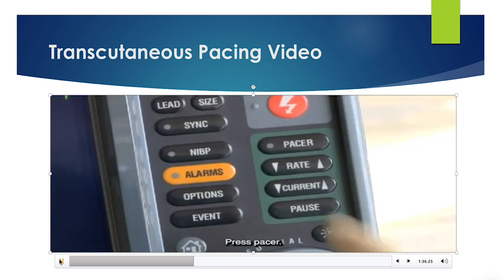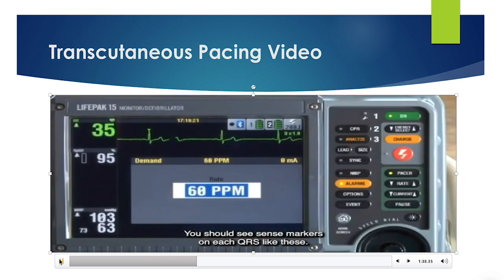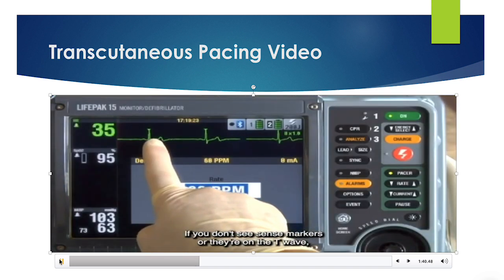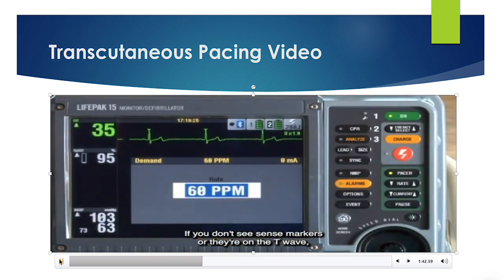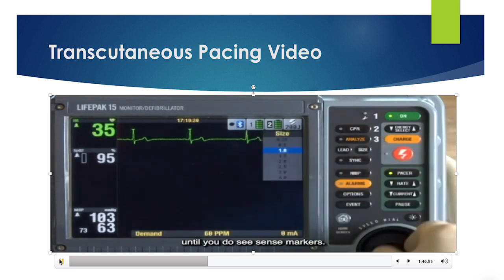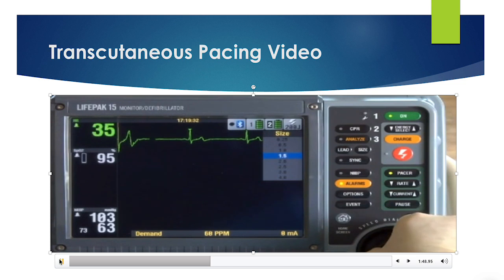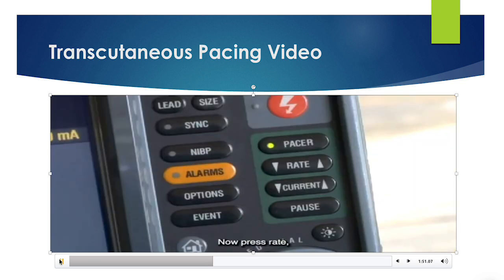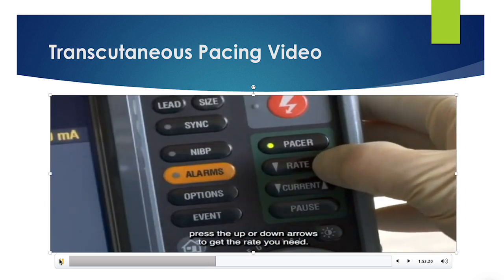Press pacer. You should see sense markers on each QRS, like these. If you don't see sense markers, or they're on the T-wave, adjust the ECG size or select another lead until you do see sense markers. Now, press rate. Press the up or down arrows to get the rate you need.